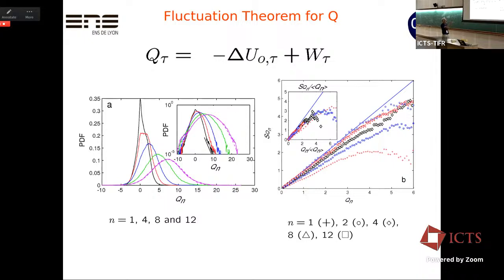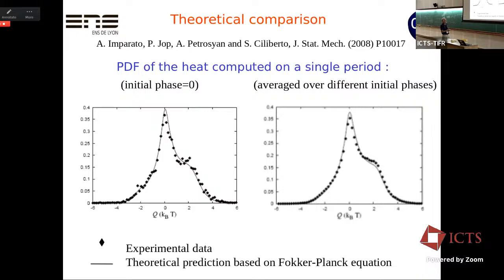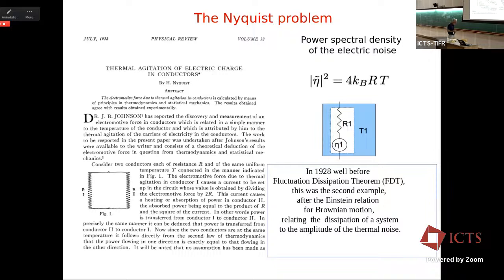The same for the heat. You see that also in this case, the heat goes towards the symmetry line. And everything of this can actually be computed, starting from the Langevin equations. You see that these are the experimental points, and this is the theoretical prediction. This is a work by Ciliberto. Okay, so now let me show another case that is quite interesting.